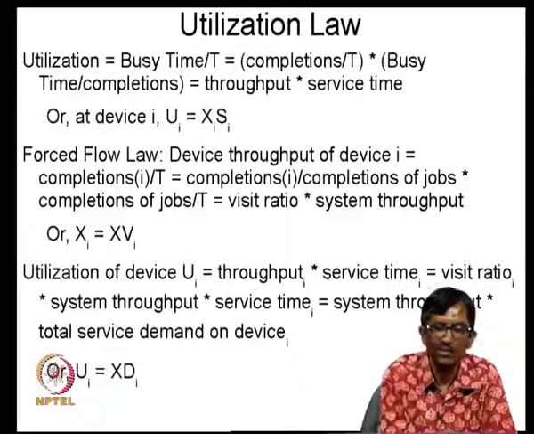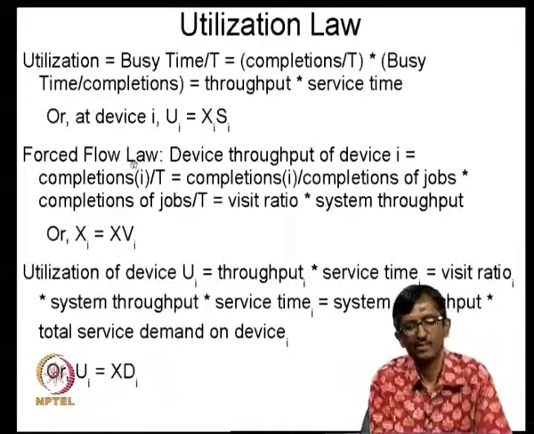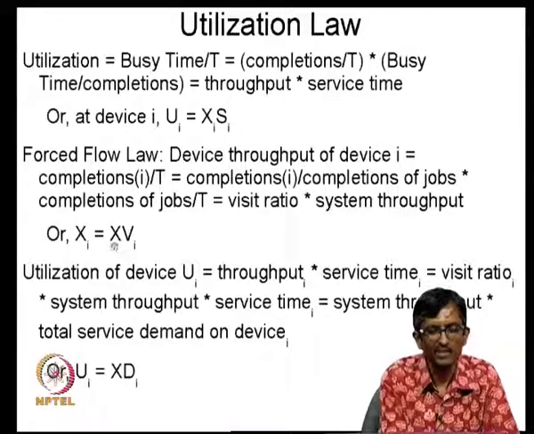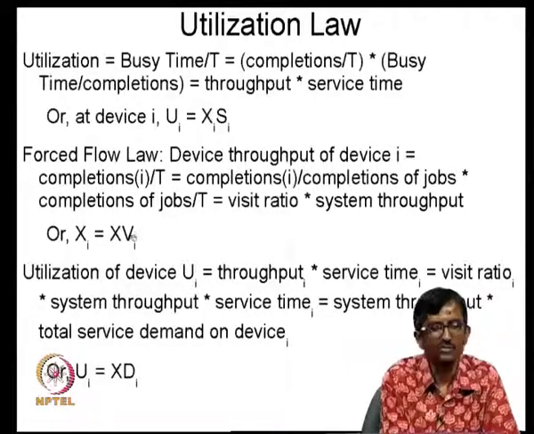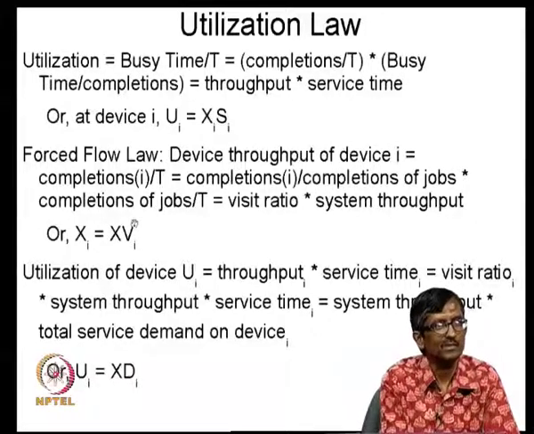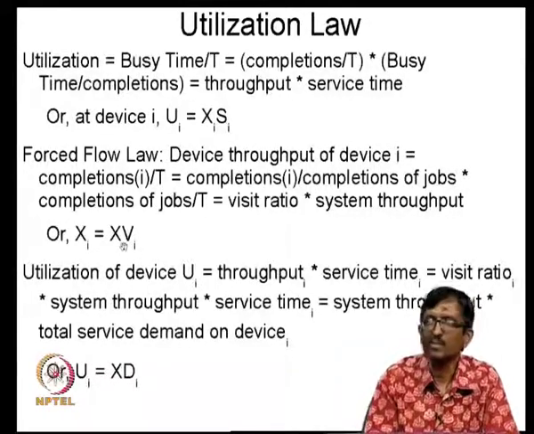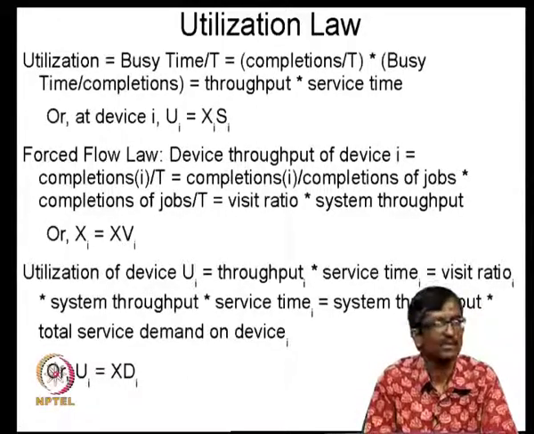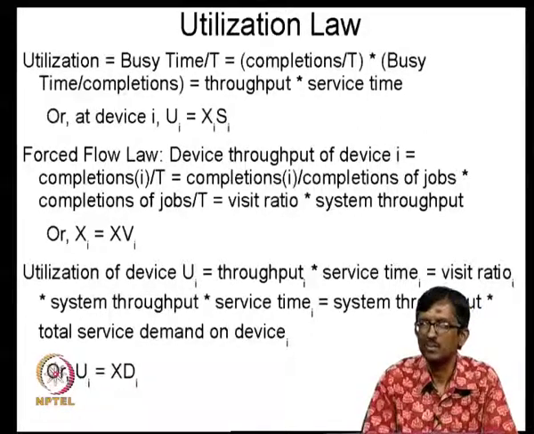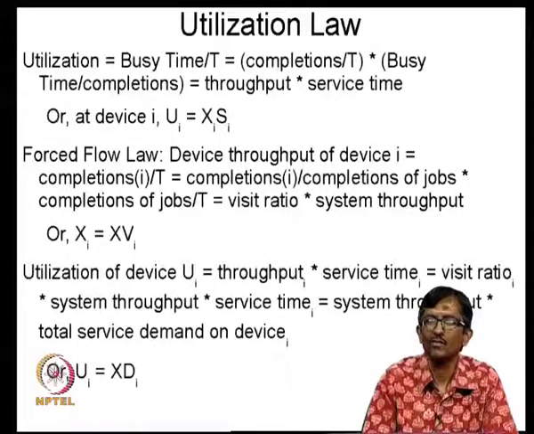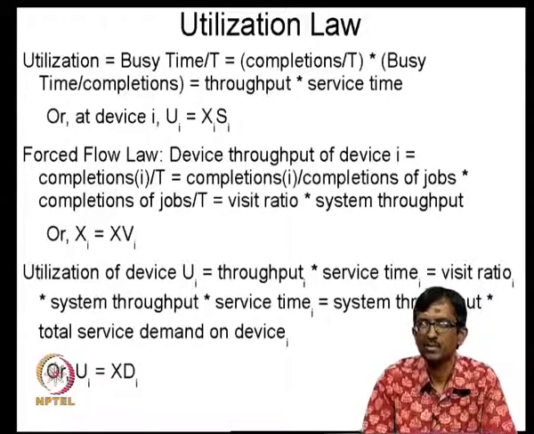Similarly, there is something called the forced flow law. What is it saying? Essentially, it is saying that if the throughput of the whole system is capital X, system throughput, that drives the rest of the system. See, there is a bottleneck device that determines the throughput of the whole system, because that bottleneck device drives the whole throughput of the system. Now, everybody is going to be affected by that particular rate at which the bottleneck device is driving the whole system. So, everybody else has to correspond to that, and that is what this is saying.